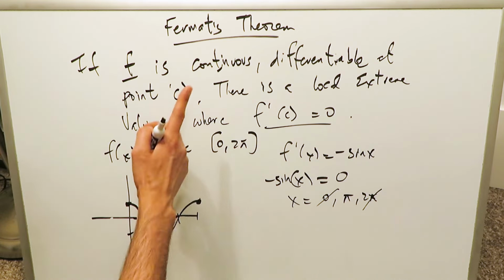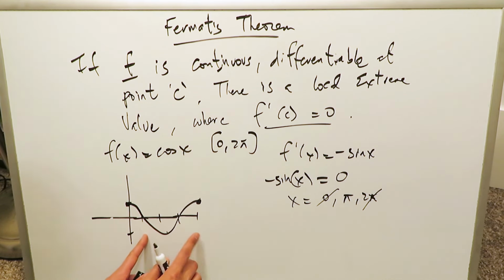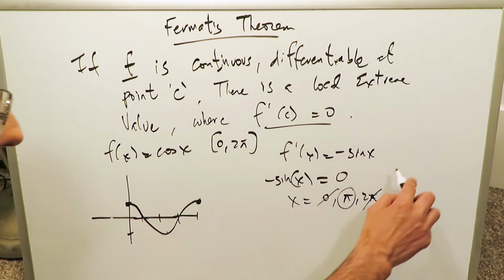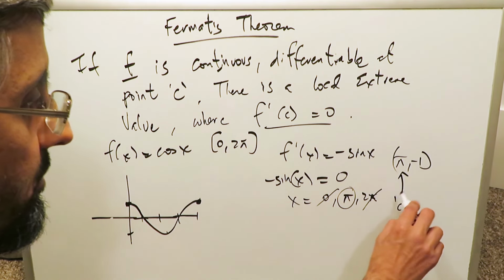When you're talking about Fermat's theorem, you're only looking at local extreme values, so you must have points which are regionally located on the right and left side of that critical point. And this value fits that. Put pi into the original function, and you'll get a coordinate pair pi comma minus 1. This right here is your critical value pi.